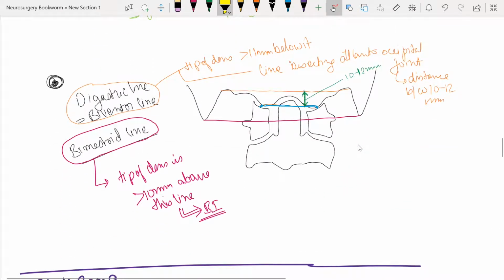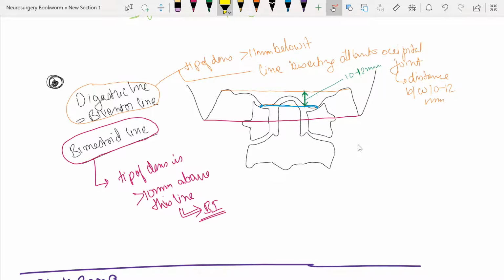In anteroposterior view, we have the digastric line, which is also called the biventer line, and the bimastoid line. The digastric line is a line which is drawn from one digastric notch to the other digastric notch, and the bimastoid line is a line which is drawn from one mastoid tip to the other mastoid tip.